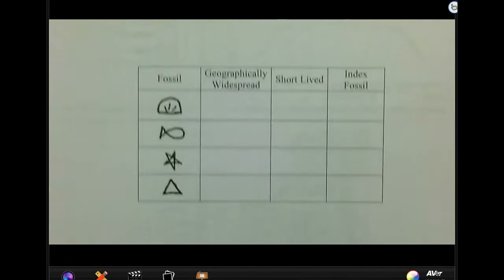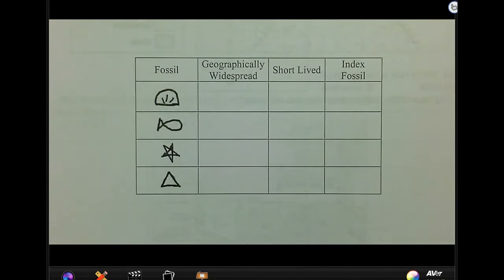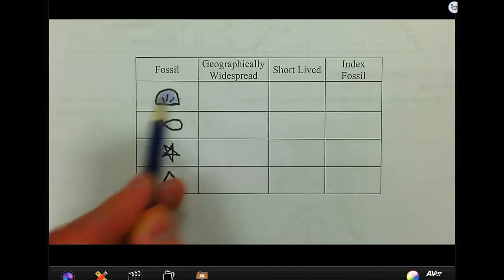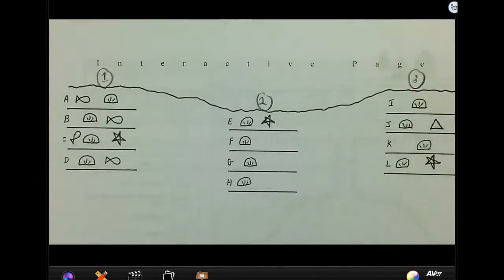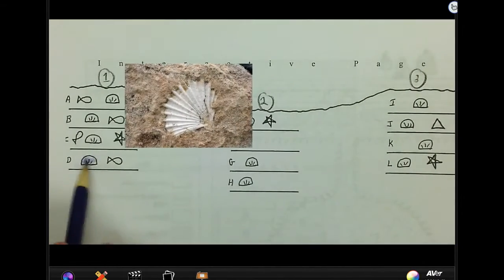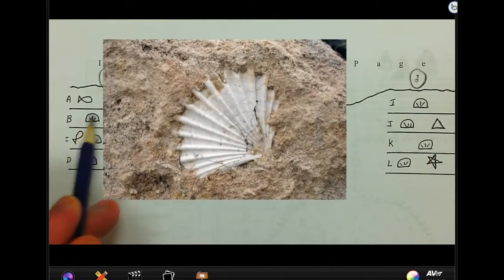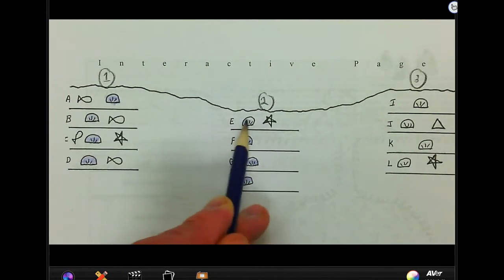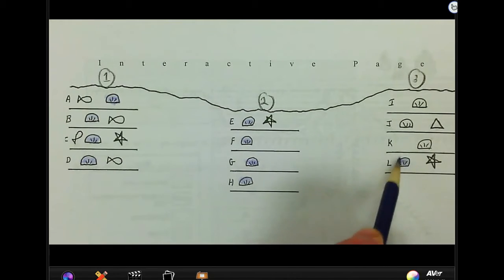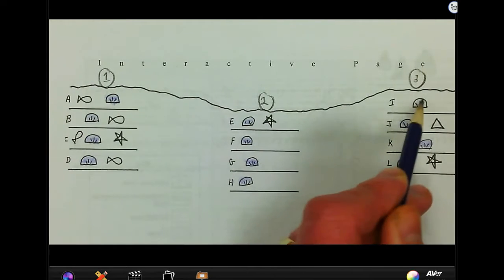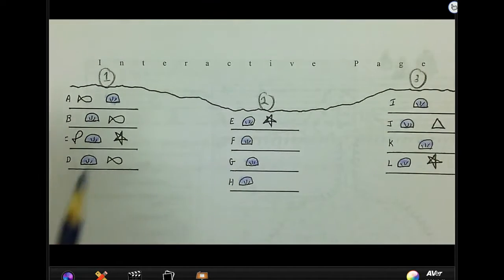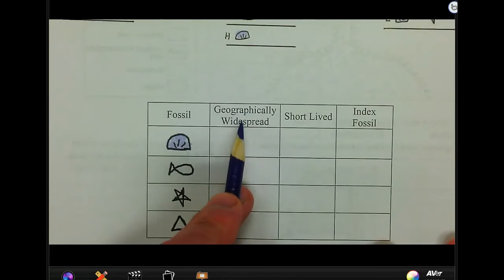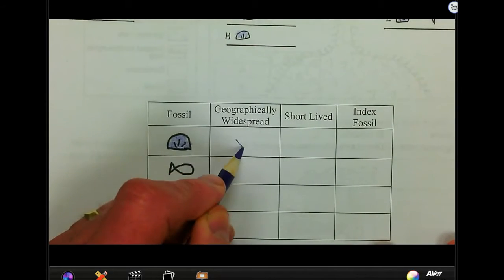So let's take a look at each of these fossils. We've got this shell here. Let's go find where that shell is. There's the shell. It's definitely in location number 1. I find it in those layers there. I also find the shell here in location number 2. And I find that shell here in location number 3. So this shell is geographically widespread. Yes.